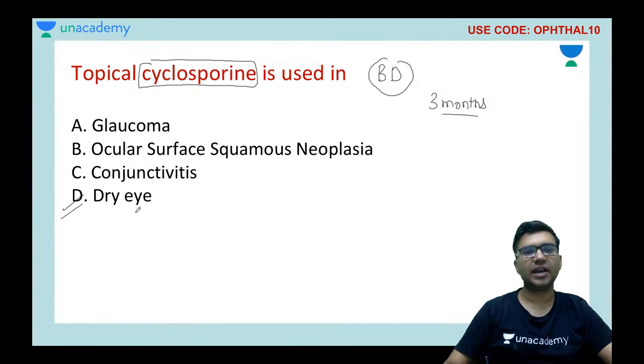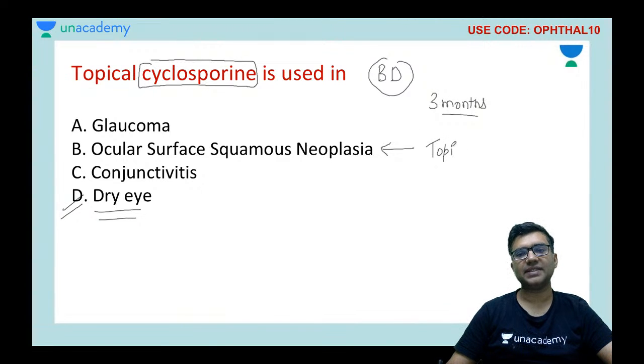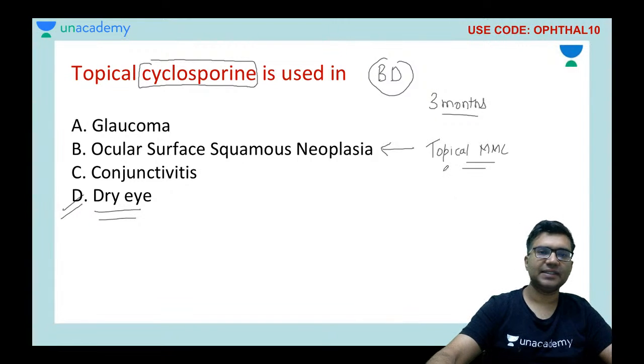Very good, Dr. Shaurya. I use it in patients who are suffering from dry eyes. So remember, a drug which is used topically in ocular surface squamous neoplasia is topical mitomycin C. Okay, so it is B, that is topical mitomycin C.